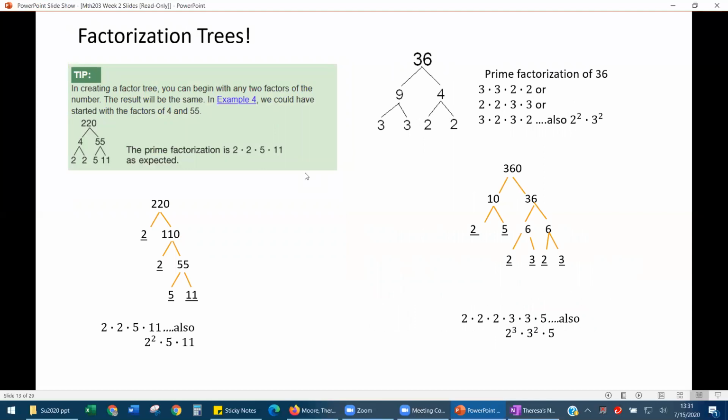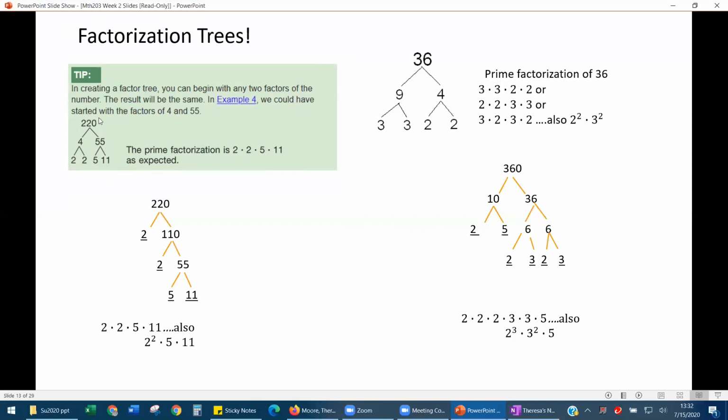So maybe you've seen these in the past. We call these factorization trees. So it's basically a way of visually breaking down a number into its primes. So here, if you look at this blue box, this is from your book, the number 220. They broke it down first into 2 composite numbers, 4 and 55. Then you have to break the 4 down into its primes, same thing with 55. So the prime factorization would be 2 times 2 times 5 times 11, or you could have written 2 squared times 5 times 11.